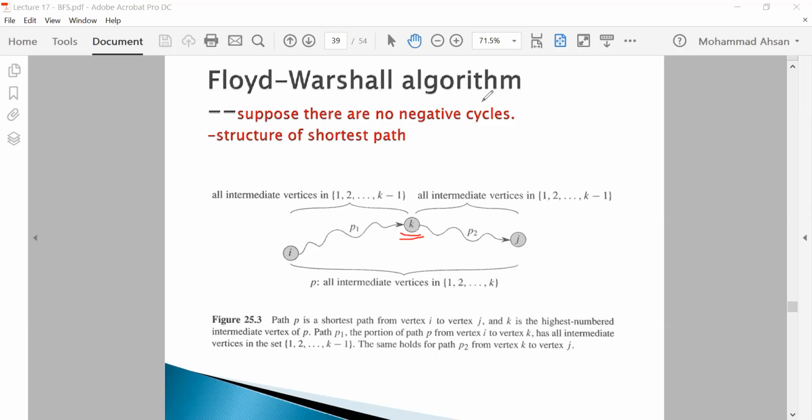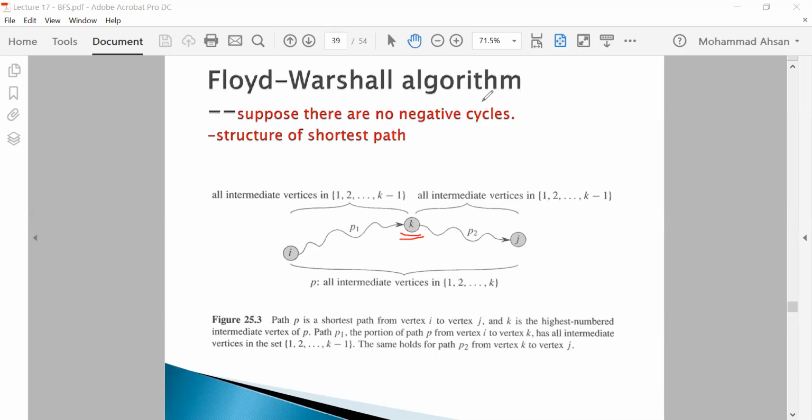What if I go from i to j through one intermediate vertex? Does that give me a better solution or a better distance? Yes or no? If it does, then I'll update my solution and say the shortest path between i and j is not the direct one, it is through a particular vertex 1.